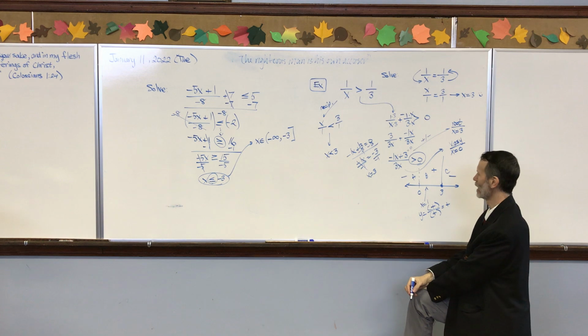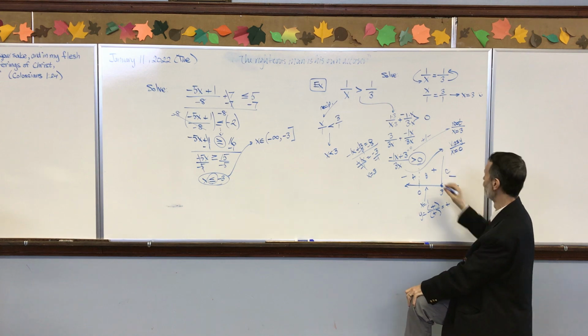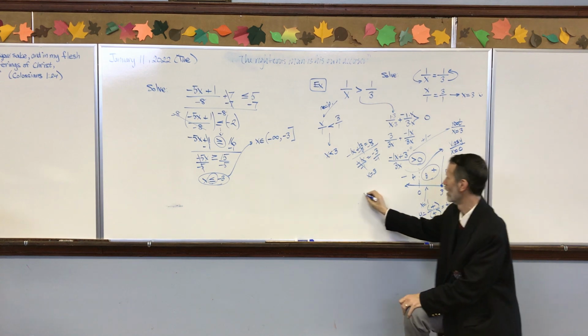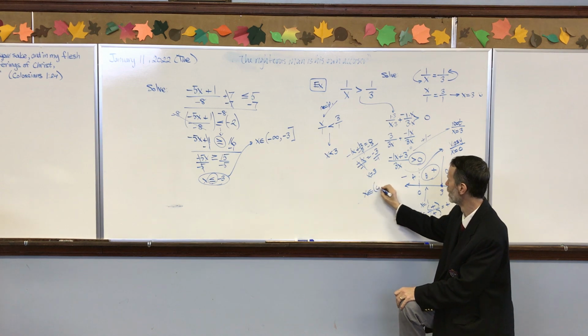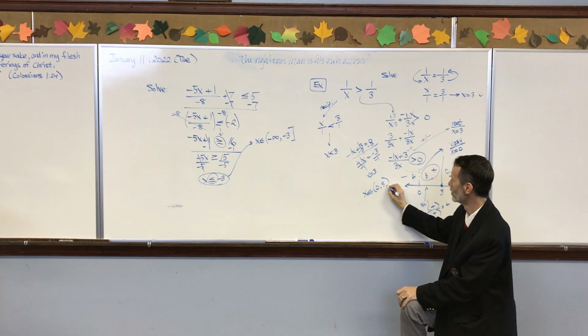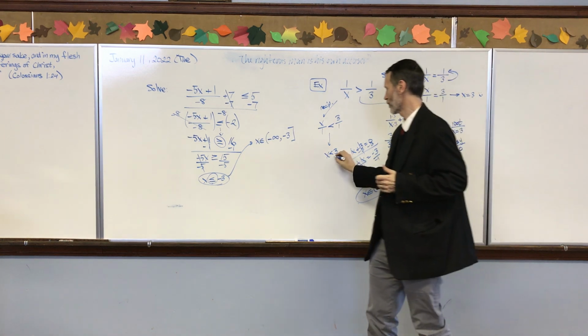Positive or negative? Positive, because we wanted above 0. So what region are we talking about? Region B. Give me the answer. X belongs to what? Whenever I hit 0. Yeah. From 0 to 3, here's what we got with the reciprocals.